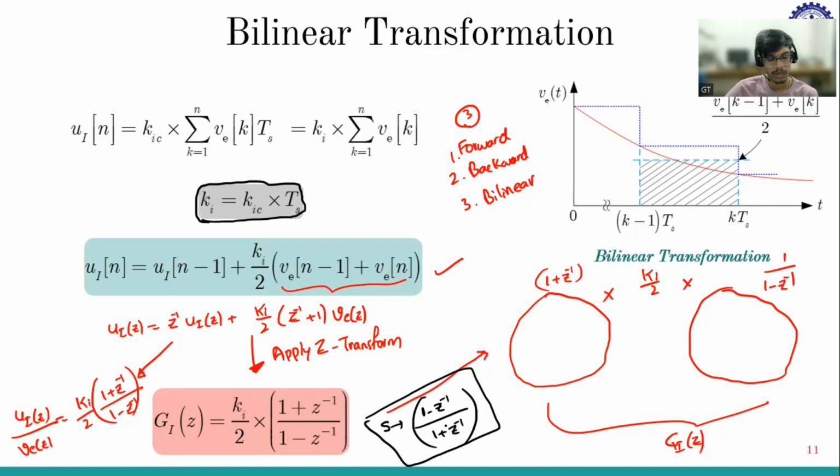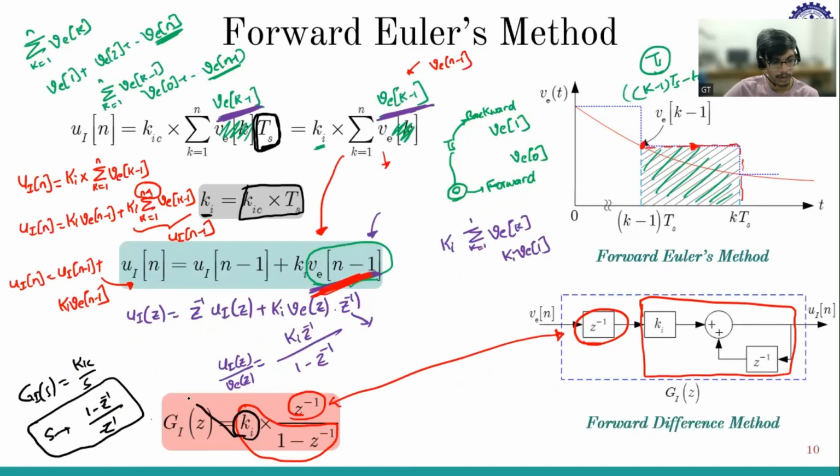The thing I'm confused about is that the Ts term will also be a function of Z. It will be there, but for the time being I'm not considering it, because I am writing the Ts term in Ki. Ki is nothing but Kic into Ts, and Ts is a number only. So if you have given Kic by S, I know it will be Kic into Ts by S, which is 1 minus Z inverse by Z inverse. This is my transfer function Gi of Z, so I will write Ki into Z inverse by 1 minus Z inverse. Understood, right?